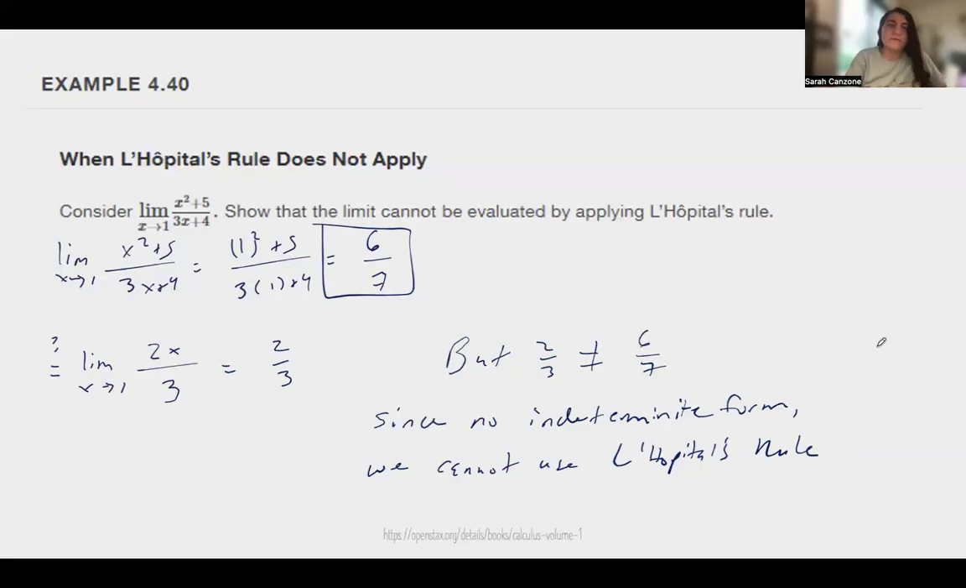All right, so it's very important that you check to make sure that you do, in fact, have indeterminate form, because otherwise it's not going to work. You'll get an answer and you may feel like it works, but it's going to be the wrong answer, because the correct answer here is just going to be 6/7.